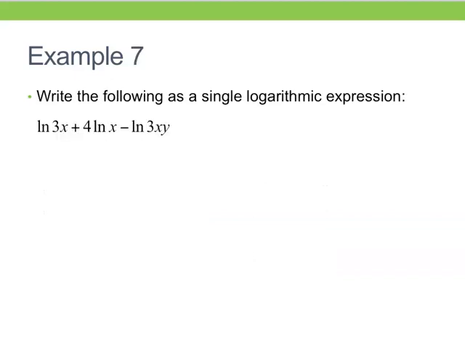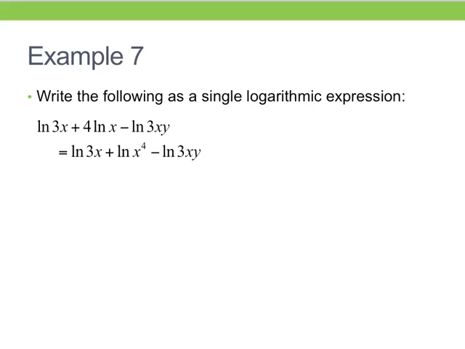Okay, our last example, write the following as a single logarithmic expression. So this time we are going the other way. So it's in expanded form. We want to write this so that it's just ln of one thing. So the first thing I would do is if I see any numbers in front of a logarithm, I would move it into the exponent. So the 4 that's in front of the ln of x, I'm going to move that 4 into the exponent. So we have ln 3x plus ln of x to the 4th minus ln 3xy.